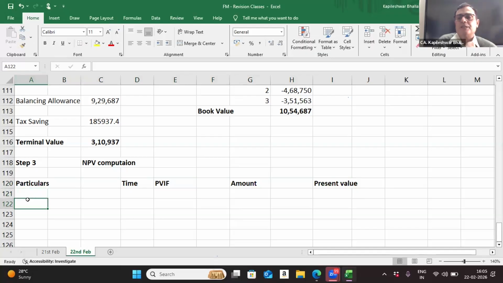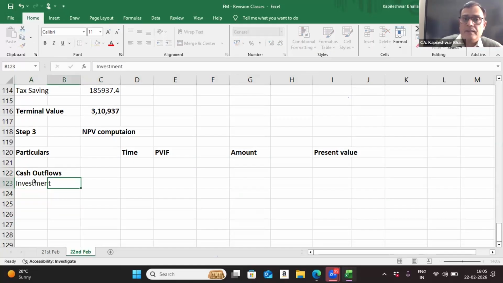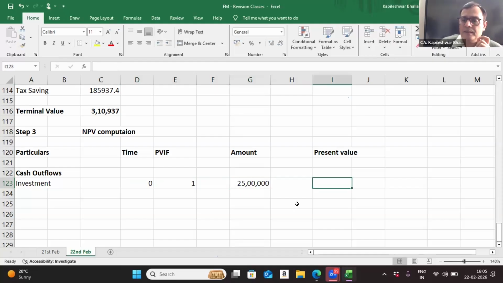So let's first consider the cash outflows. There are 2 cash outflows we know. One is the investment, the capital outlay, the investment in the project. I guess the investment is at 0 point of time, so the P factor is 1. And this was, I think, 25 lakhs. So we get the present value, this 25 lakhs into the PVIF.